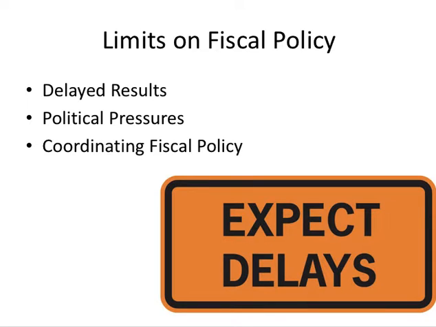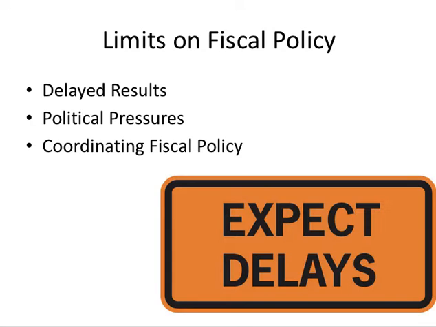And then we have limits on fiscal policy. We have delayed results. If it's taking 18 months to get this document put into place and finished, well, it's going to take a long time. And then there's political pressure. Nobody wants to cut the budget for their committee or their department, because if they cut money for that, then they're not going to get the money next year for it. So there's political pressure from both major parties, Republicans and Democrats, lots of pressure there. And then there's just coordination of the fiscal policy, working together.